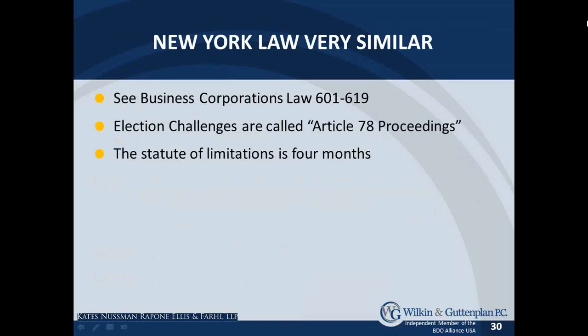Just going to talk very briefly about New York law. Like I mentioned, New York law, Delaware law, New Jersey law, the statutory provisions are for the most part almost identical. One thing that is different in New York is when you challenge an election, it's called an Article 78 proceeding. And the statute of limitations on that is 4 months. So in New Jersey, there's no hard and fast statute of limitations. In New York, if you have an election, you get 4 months past it, then you're in the clear.